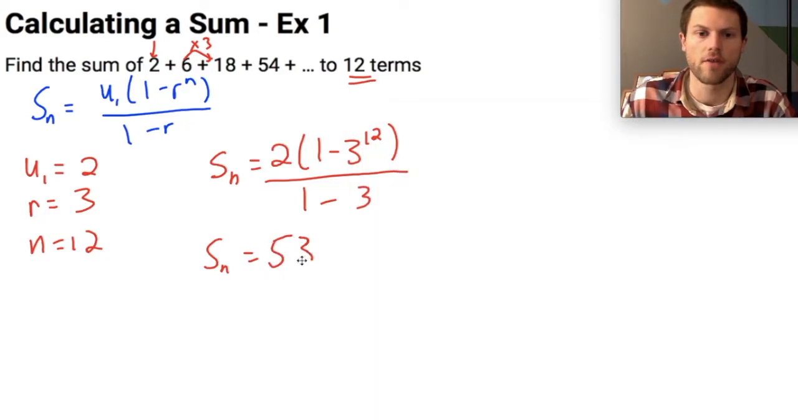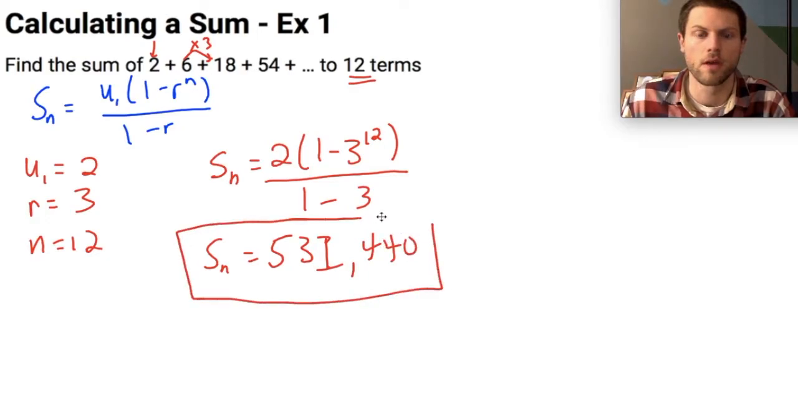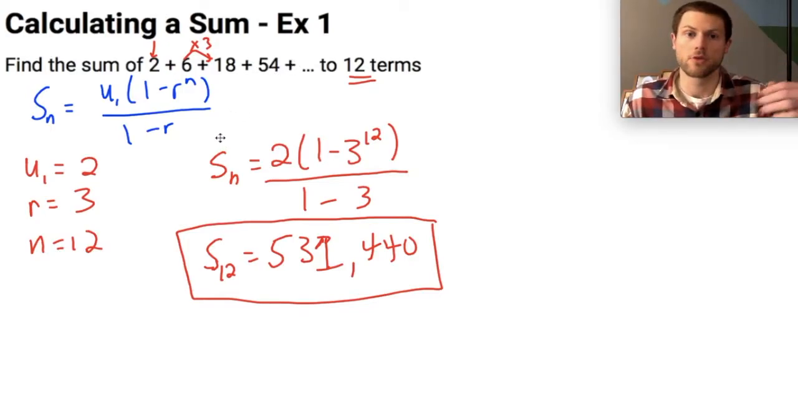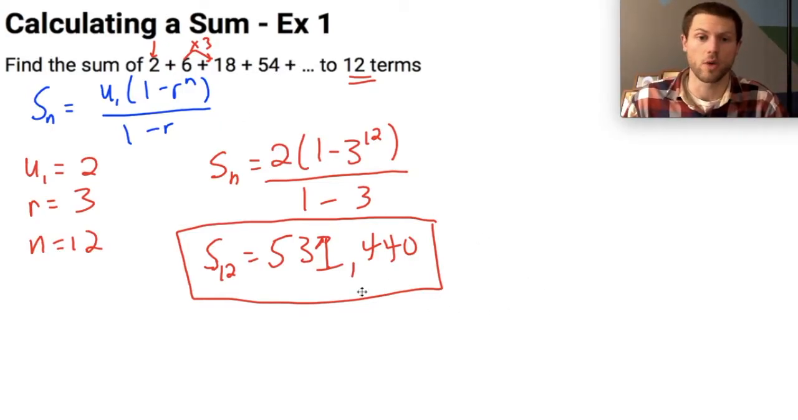531,440. And that is my sum. And actually, if I were really to notate this correctly, I would make this S sub 12, since this is the sum of a 12-term series. Let me fix that one as well. So if I were to take all these numbers and take that pattern out to 12 terms and add them all up, this is what I get.